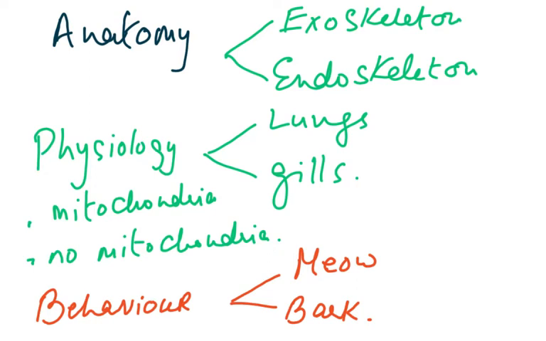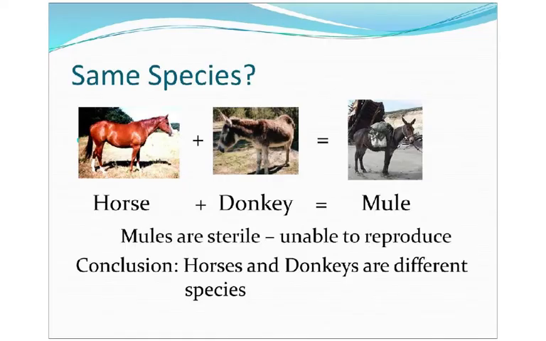Then physiology. Physiology means how the body works. Does the animal have lungs? Does the animal have gills? Does the animal have feathers? Does it not have feathers? Does it have mitochondria or not? Then behavior patterns. Do all cats meow? Do all dogs bark? So they have to be all similar. If we classify organisms in one species, then they must have the same anatomy, the same physiology, and the same behavior. So when we say it's a species, it has to have all these similarities.